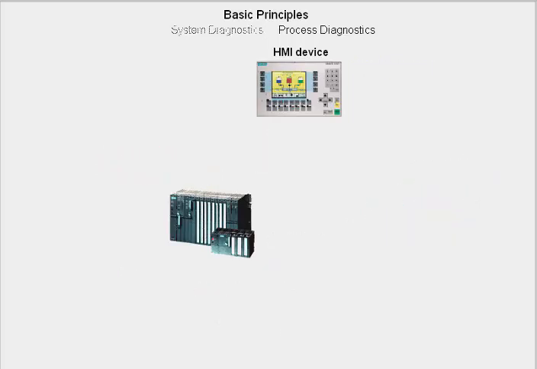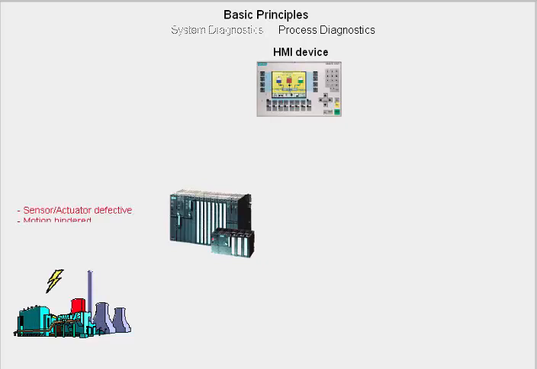Process diagnostics now captures all the events, processes and components going beyond the controller in a system process. These can be defective sensors or actuators, hindered movements or unfulfilled blocking tasks, for example. Process diagnostics cannot be automated in the same way as system diagnostics. It is system-specific and therefore cannot be built into the hardware or software like the system diagnostics.